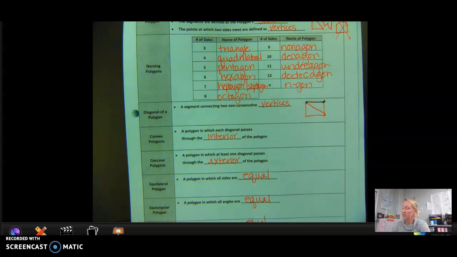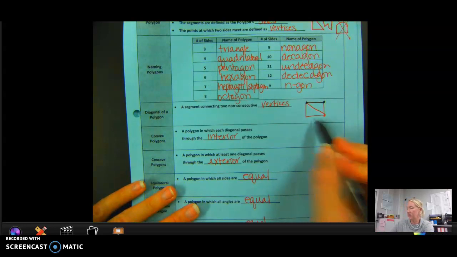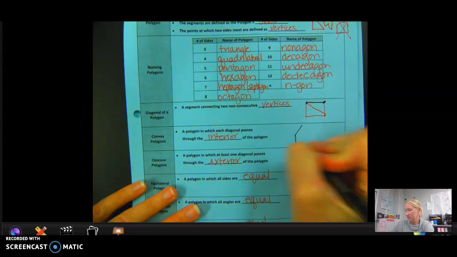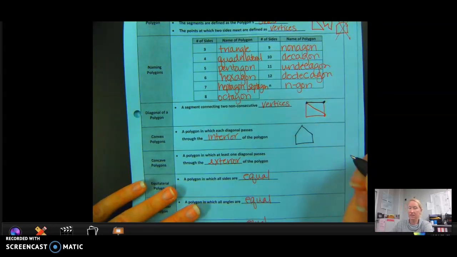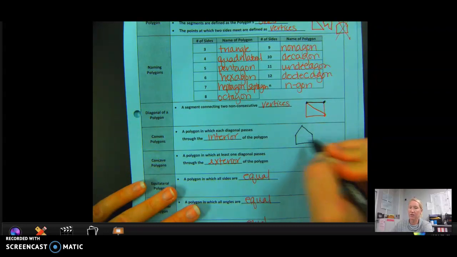Convex is a polygon in which each diagonal passes through the interior. So this is a convex figure. This would be considered convex because any diagonal I make in here would go on the inside.